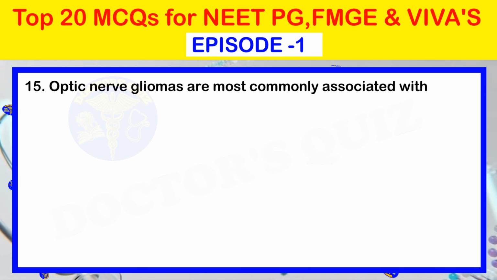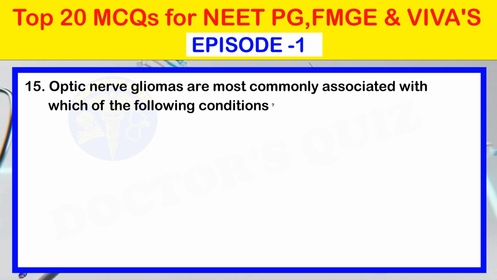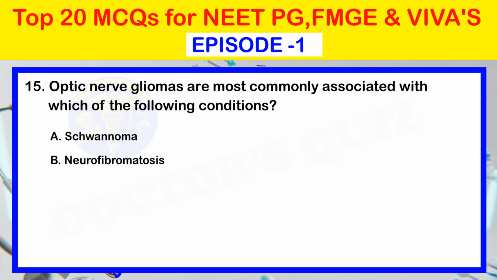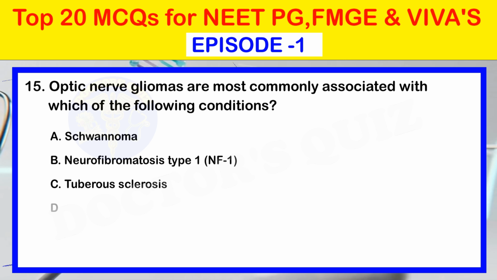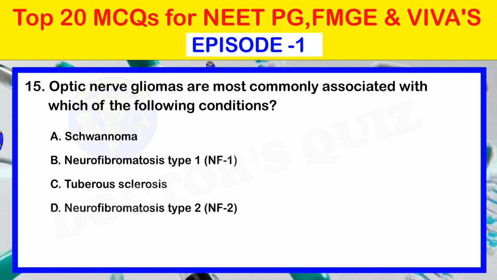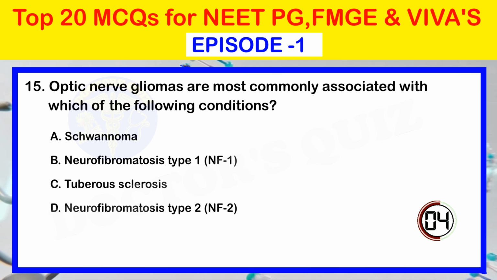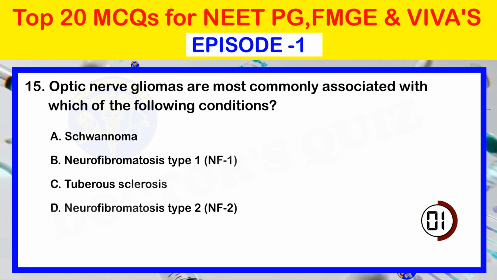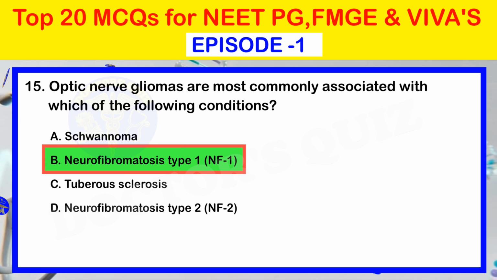Optic nerve gliomas are most commonly associated with which of the following conditions? Options are schwannoma, neurofibromatosis type 1, tuberous sclerosis, or neurofibromatosis type 2. Answer is option B, neurofibromatosis type 1.